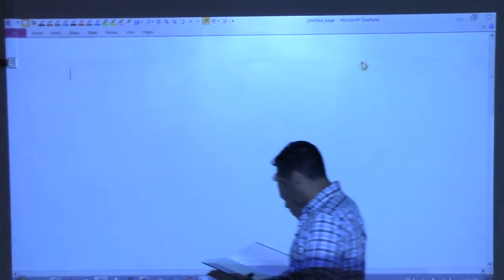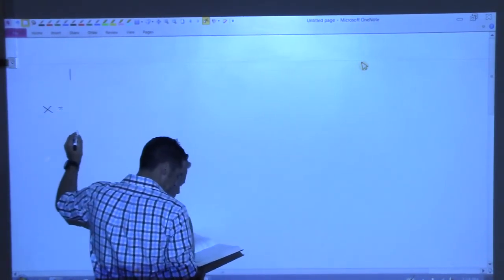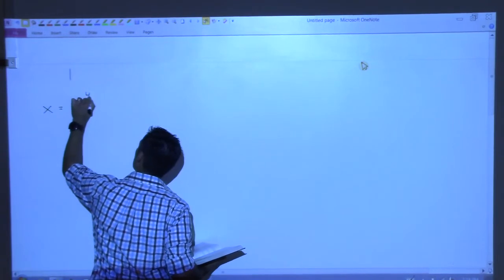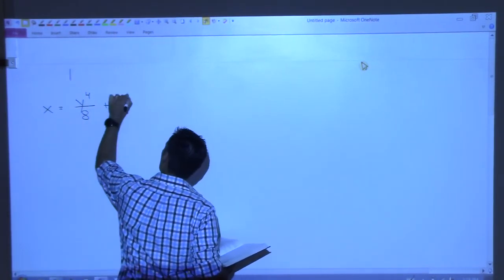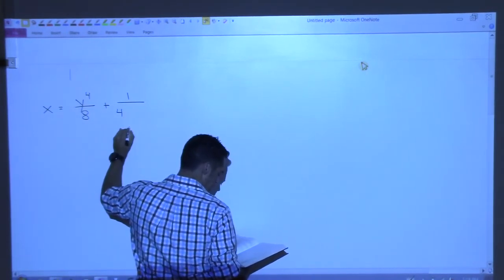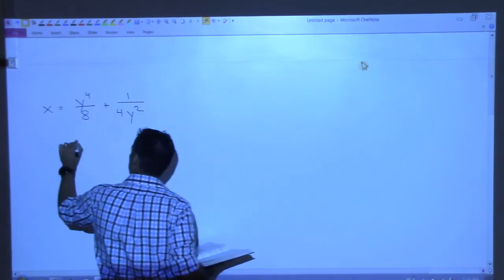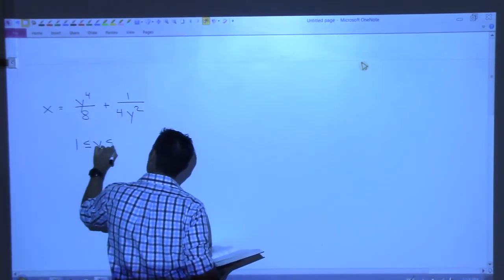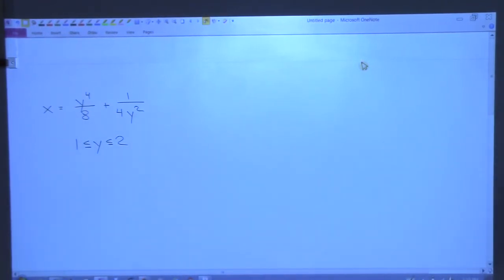How about x equals y to the 4th over 8 plus 1 over 4 y squared. And we're going to do this where y is between 1 and 2.